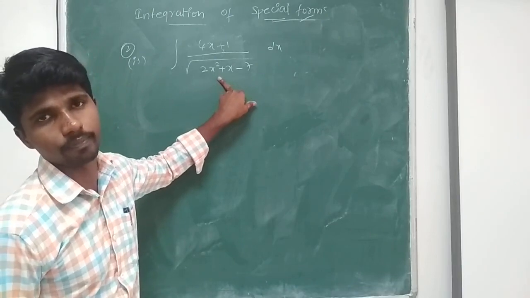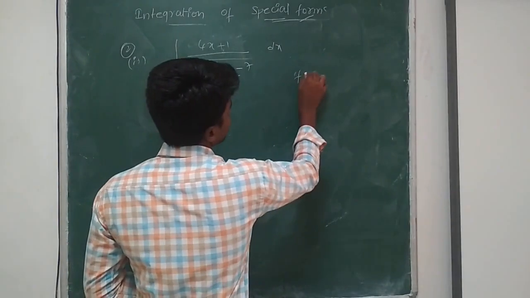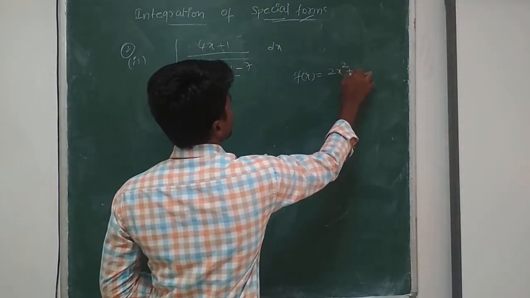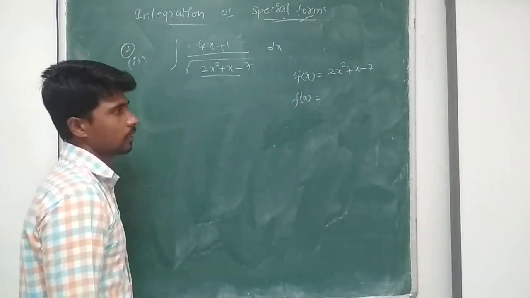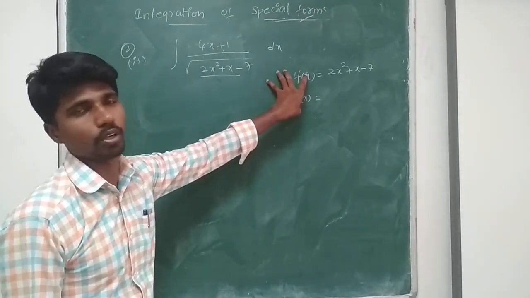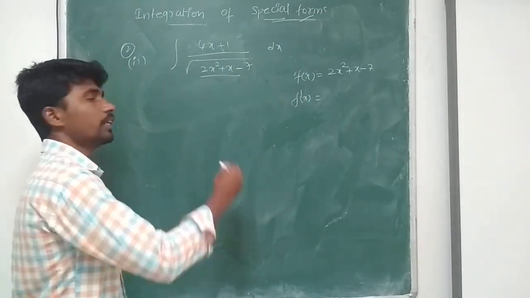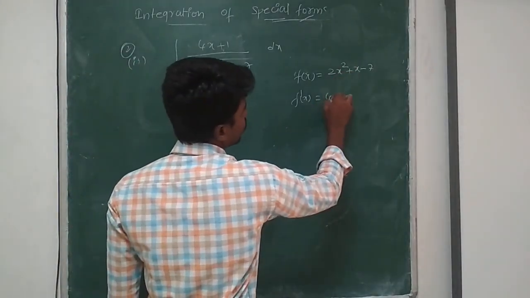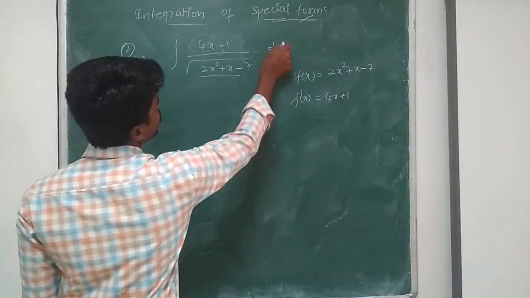Leave the root. Root can be written as power 1 by 2. So I have this one as f of x. f of x is equal to 2x square plus x minus 7, and f dash of x is equal to this. We have to show this in our notebook, in our answer scripts: how you considered f of x, which one you considered f of x, how you got f dash of x as the numerator. Now f dash of x is equal to 4x plus 1. Yes, it is in the form f dash of x into dx.